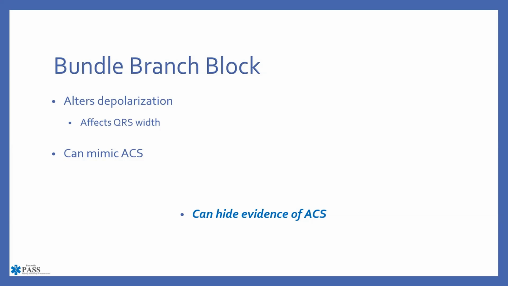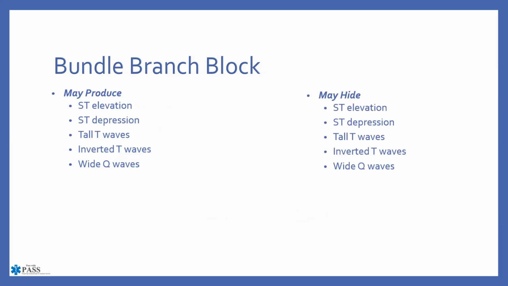Remember that bundle branch blocks can mimic acute coronary syndrome, and they can also hide evidence of an acute coronary syndrome. So don't get tunnel vision here. If you have a bundle branch block, then you need to think for a second. The reason that we take time to talk about these is because they can mimic everything that looks like an MI, and they may hide everything that is an MI. So they can produce that elevation, depression, tall T waves, and they can hide all of those same things.